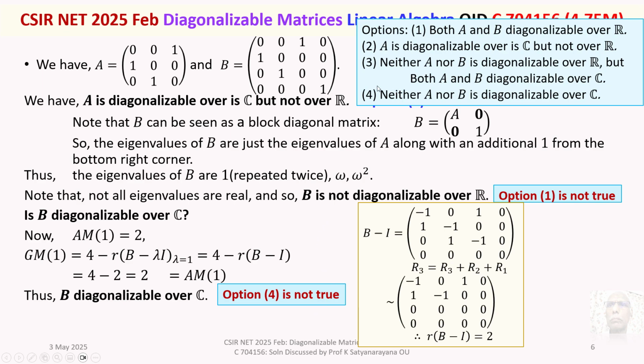Now look at option 3. Neither A nor B is diagonalizable over R. Correct. But both A and B are diagonalizable over C. Yes, this is true. Thus the answer to this question is options 2, which we have already seen, and option 3. That is the detailed discussion of the solution of this problem from the section Linear Algebra, which is related to diagonalizable matrices.